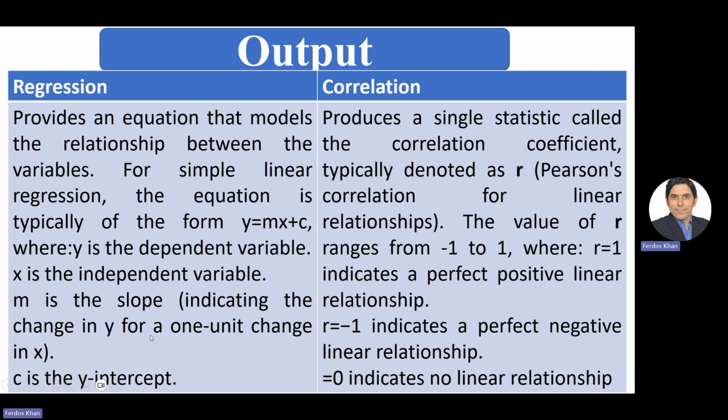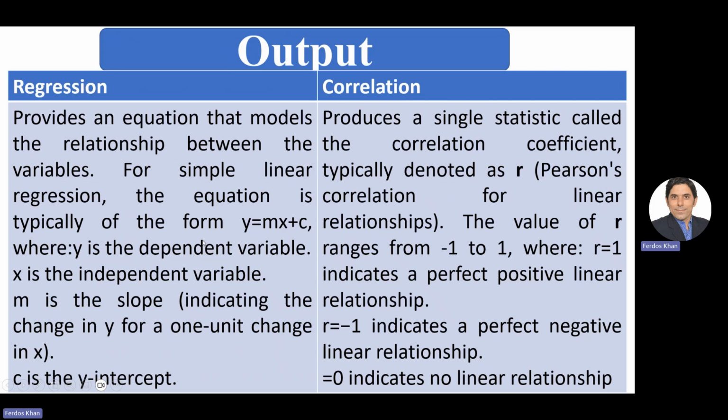Where c is the intercept, the y intercept, and m measures the amount of change in y per unit change in x. This means that when you change x, m shows how much change will occur in y. So you can see here it is explained: y is the dependent variable, x is an independent variable, m is the slope indicating the change in y for 1 unit change in x, and c is the y intercept.